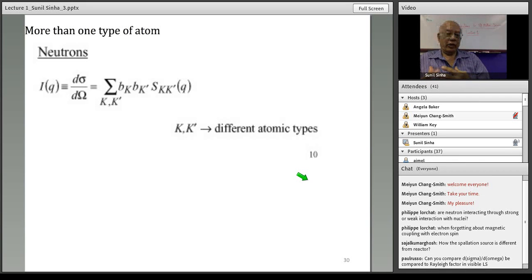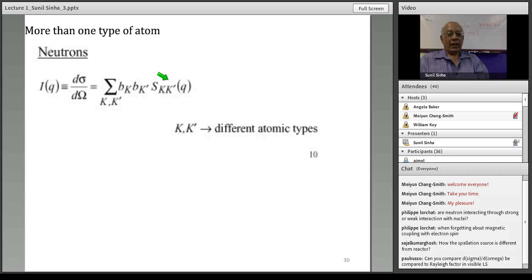If you have a liquid or a glass made up of different types of atoms, like, say, molten sodium chloride or magnesium chloride, then you have to label each type of atom by this index K or K prime, and then there are partial structure factors, which essentially relate to the pair distribution function: given an atom of type K at the origin, what is the probability that there's an atom of type K prime at a distance r. Its Fourier transform is this partial structure factor, and then what you measure is this summed over all possible types of atoms in the system.